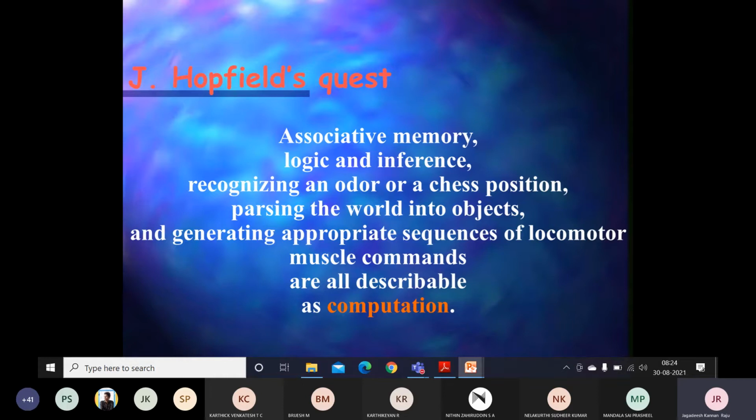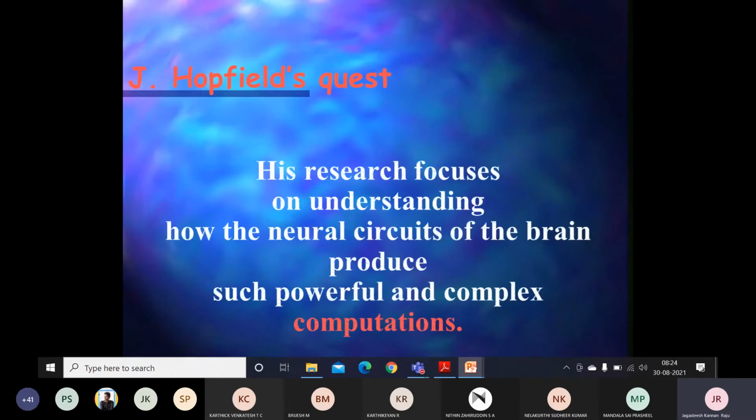So whatever may be the case. Storing it, you have to think the logic, then you need to find the inference, then you need to recognize, and then you need to parse, and then you need to generate the appropriate sequences of actions through muscle commands. All these are considered as a computation.